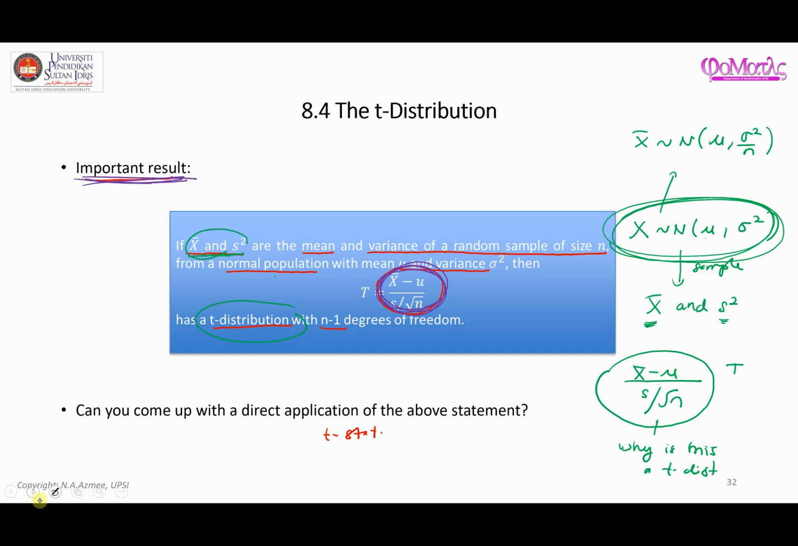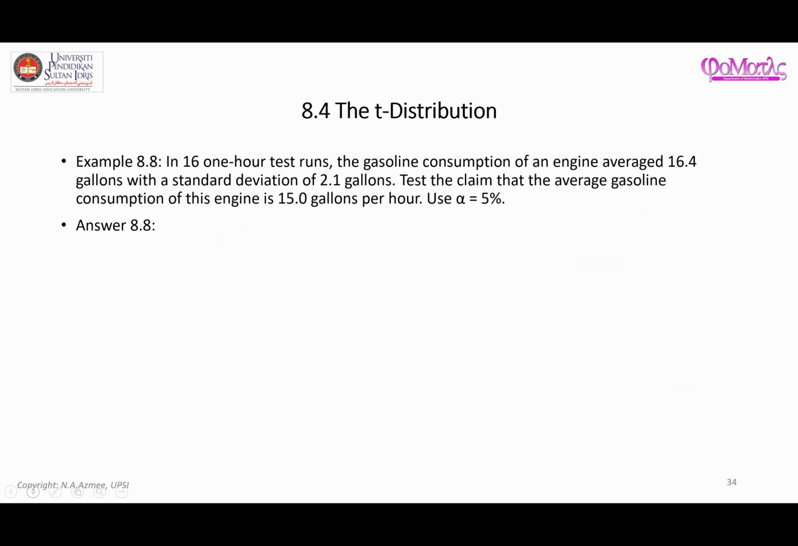Okay, right. Let's move on to the example. Here we've got 16 runs, which means we've got 16 samples. The samples are the result of the 1 hour test. It says the gasoline consumption of an engine averaged 16.4 gallons with a standard deviation of 2.1 gallons. This statement relates to the result from the sample. Therefore, this value is x bar, and this one is s, the standard deviation.